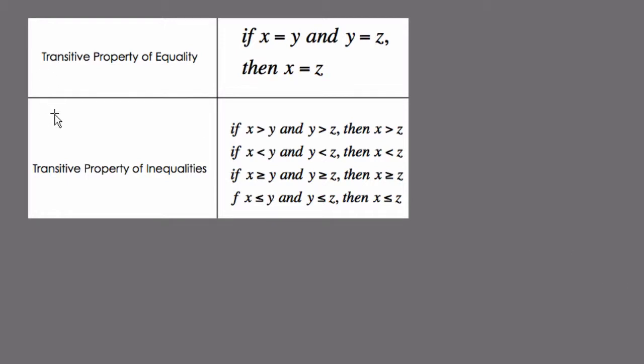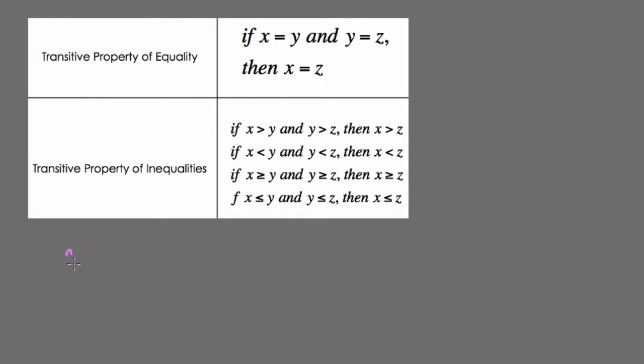In this video, we're going to be talking about two versions of the transitive property, the transitive property of equality and the transitive property of inequalities. Let's go through this. So the transitive property of equality says if x equals y and y equals z, then x and z are also equal.